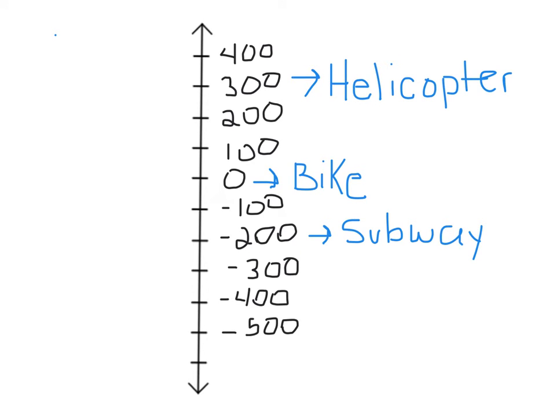Another way that we can use our integers in the real world would be thinking of different types of transportation. So right here at ground level, we have a bike. They travel right on the ground. They're neither above nor below. They're right there on the ground. They're at 0. A helicopter flying up in the sky could be about 300 feet above the ground. So the helicopter would be in this positive up here at 300. Down here at negative 200 feet below the ground, that would be where a subway is. So they're at negative. They're down below 0.